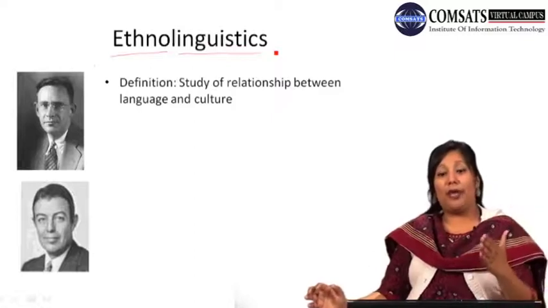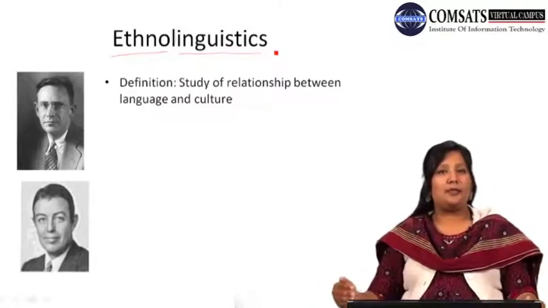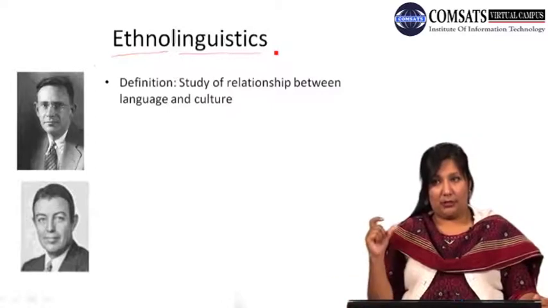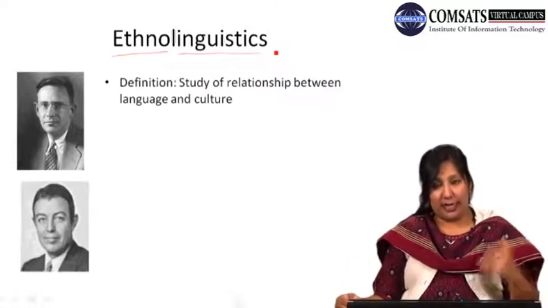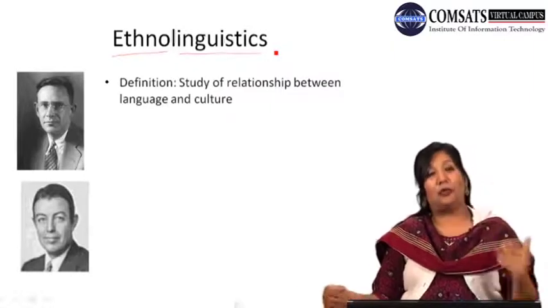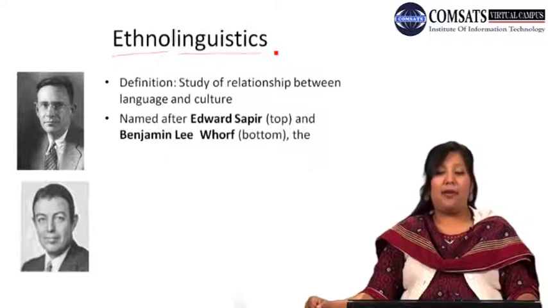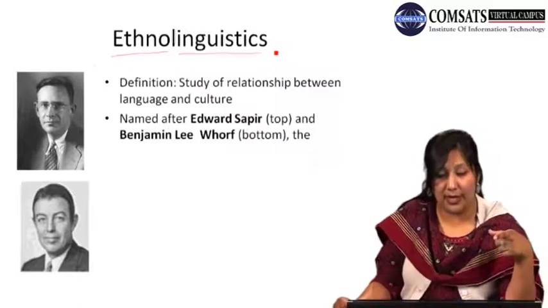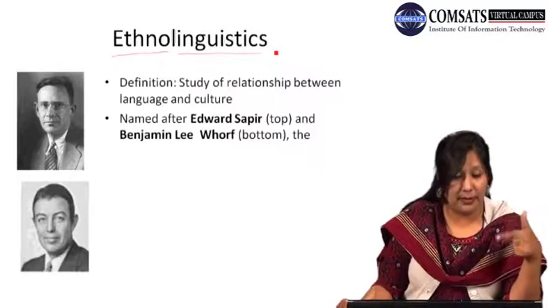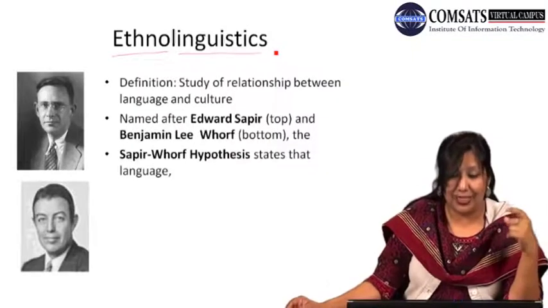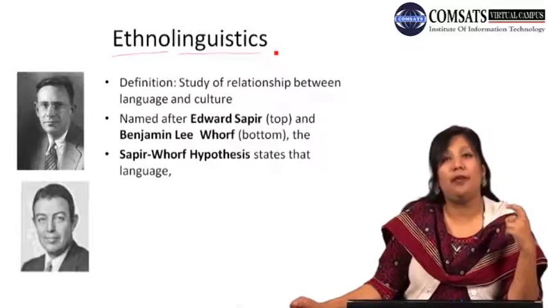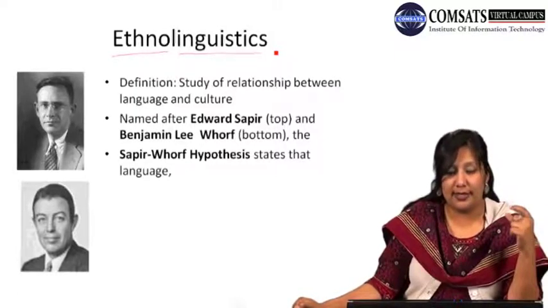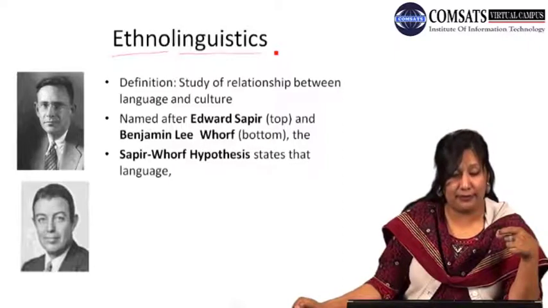Ethnolinguistics is basically the study of the relationship between language and culture. If we study one language and one culture in detail, we study them under the subject of ethnolinguistics. It is named after Edward Sapir, who is on the top in the picture, and Benjamin Lee Whorf, who is at the bottom. These two are really very renowned linguists of the world.